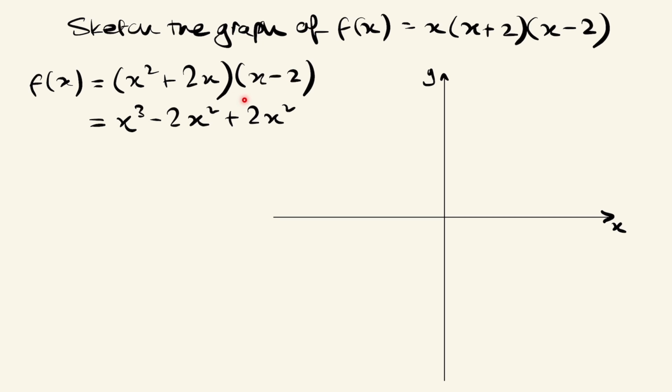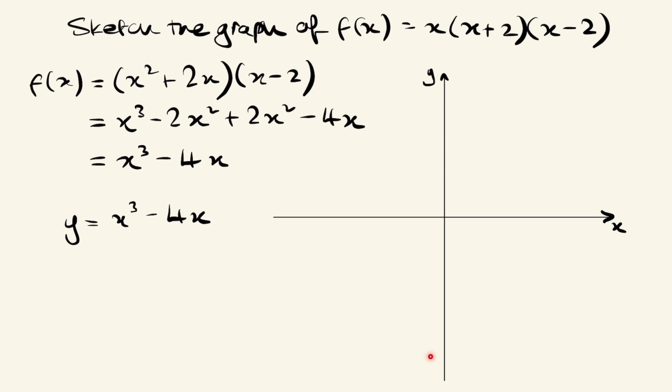And then here we've got plus times a minus is a minus. And 2 times 2x is 4x. Now in the middle here, we've got minus 2x squared plus 2x squared. So that's going to cancel. It's going to come to 0. So actually what we've got is x cubed minus 4x. This is the same as the graph of y equals x cubed minus 4x.